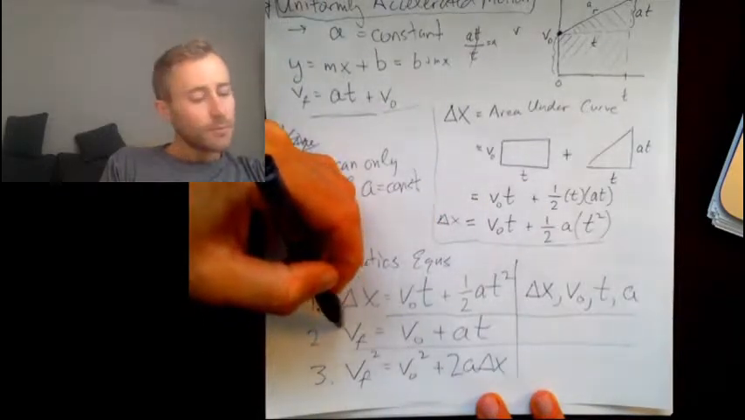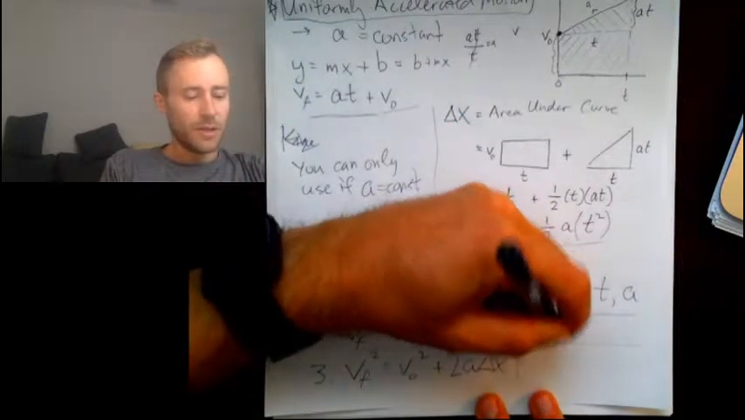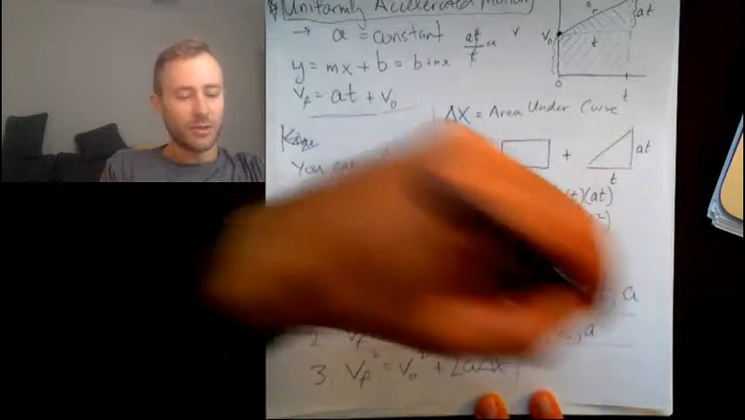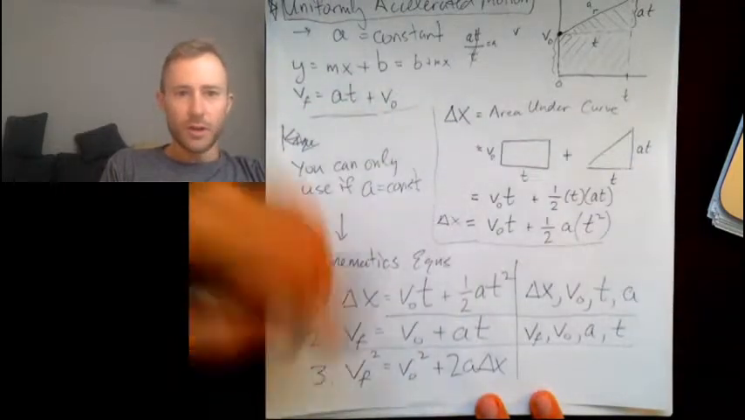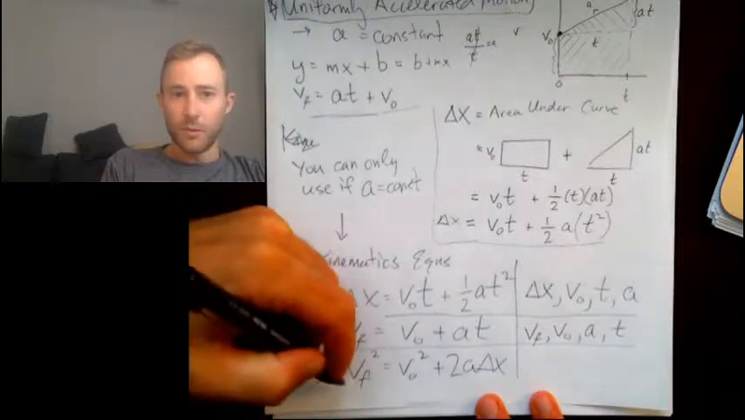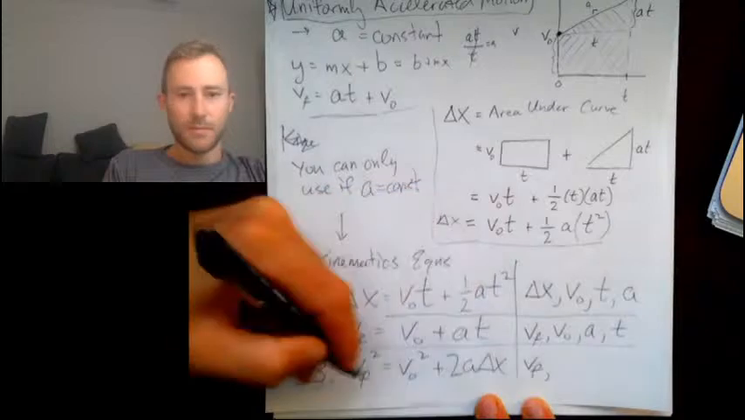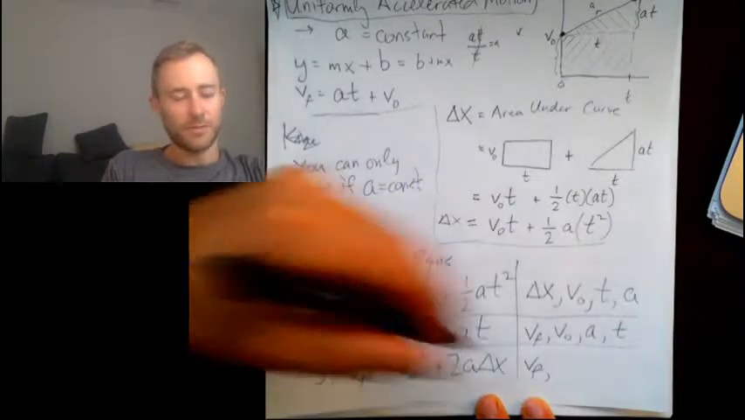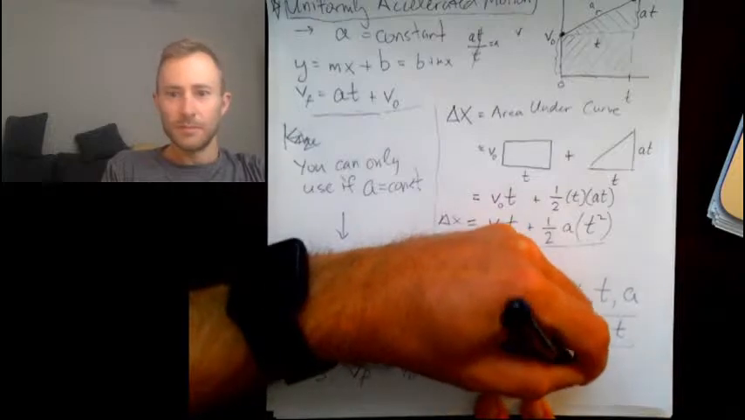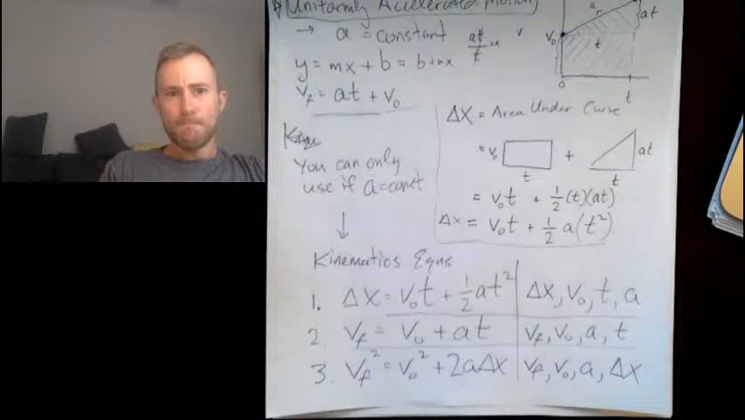The second equation has 4 variables. V final, V initial, acceleration, and time. The third equation has 4 variables. V final, V initial, acceleration, and displacement. Okay? So each of these equations has 4 variables.